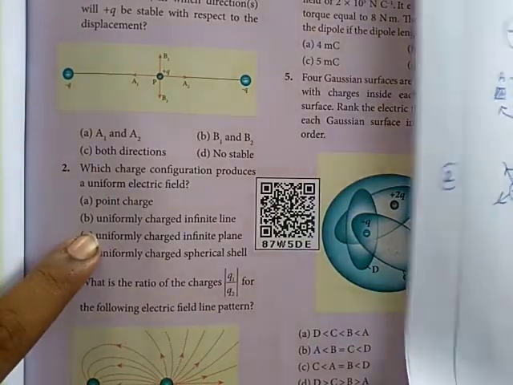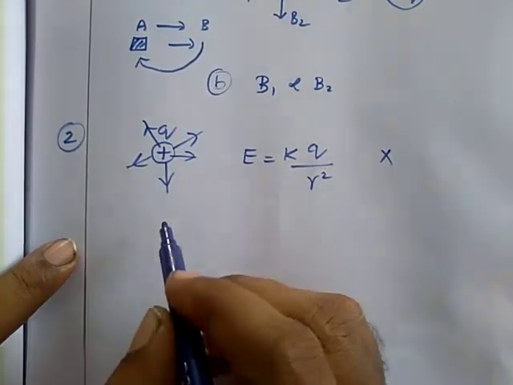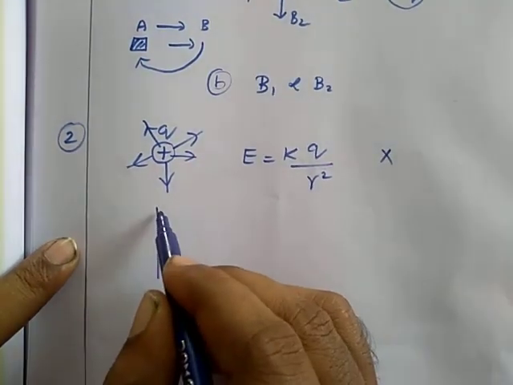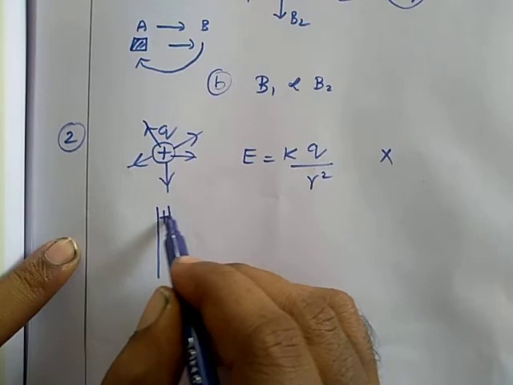Then our next option is uniformly charged infinite line. Okay, uniformly charged infinite line. Suppose you consider it like a wire.